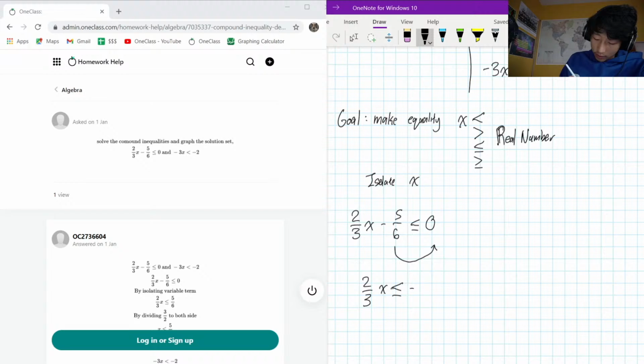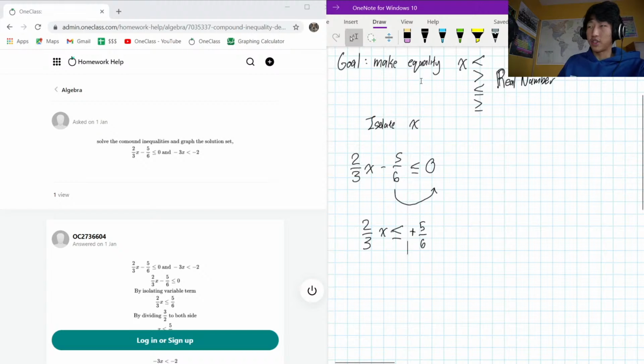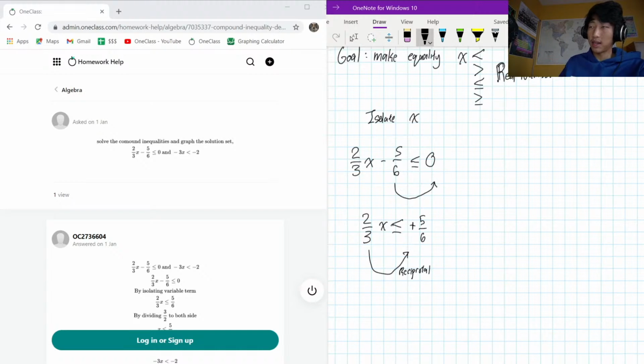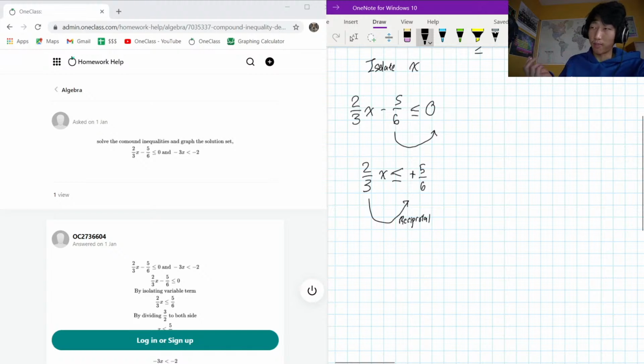Less than or equal to positive 5/6. Okay, I'm positive that's positive, and just like all the math that we've done previously, with regular equations and inequalities, we're going to do the reciprocal. Multiply both sides by 3/2 to neutralize it on the left side, and the right side will multiply.